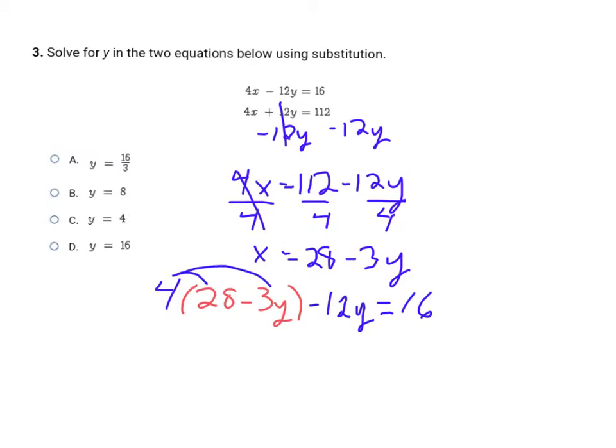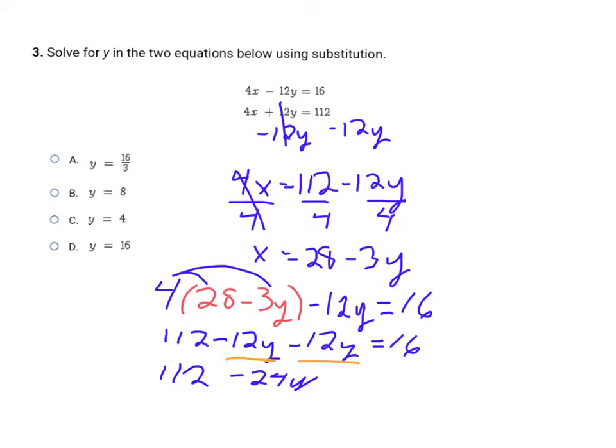So the first step is going to be to get rid of the parentheses, so I'm going to distribute. 4 times 28 is 112 minus 12y, minus the 12y equals 16. And then I'm going to combine like terms. So I have a minus 12y and a minus 12y on the same side. When I combine those, signs stay the same, so it's a minus 24y. And then I still have the 112 and the equals 16.